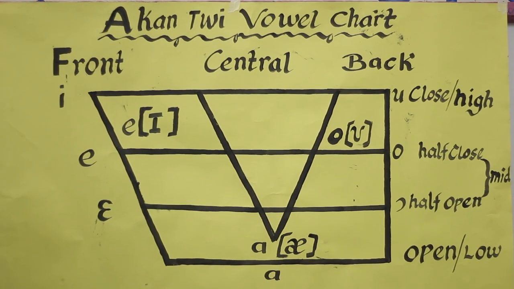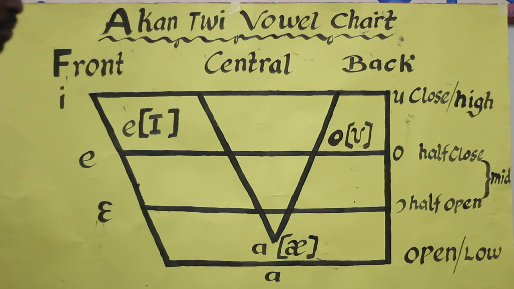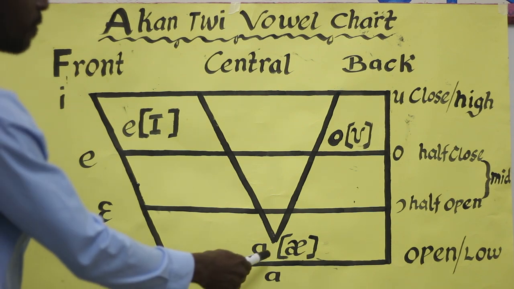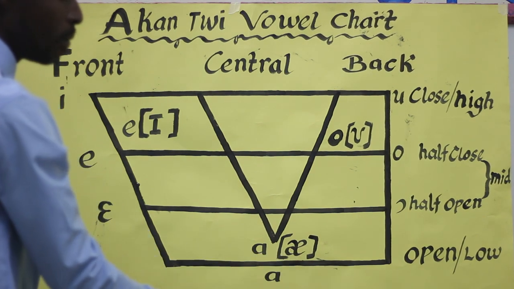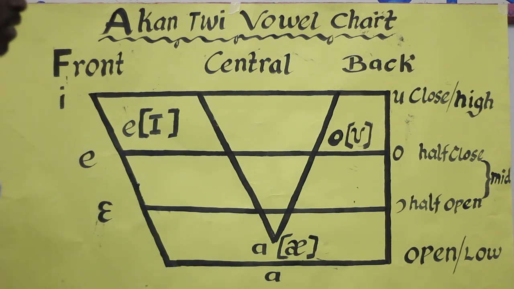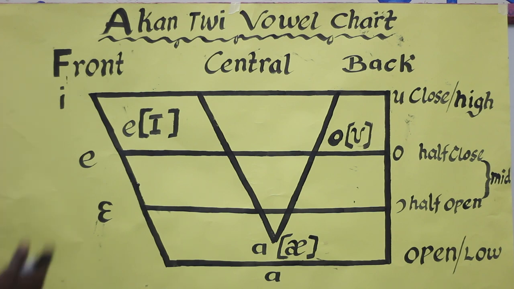The last among this criterion are the low vowels. These are the low vowels. Low vowels are also called open vowels. So we have the open E and A. These are the only open vowels we have in the Akan Twi language. As you can feel, it's more open, looking at the space that is left between the tongue and the roof of the mouth. There is a wider space. So try producing them for yourself.